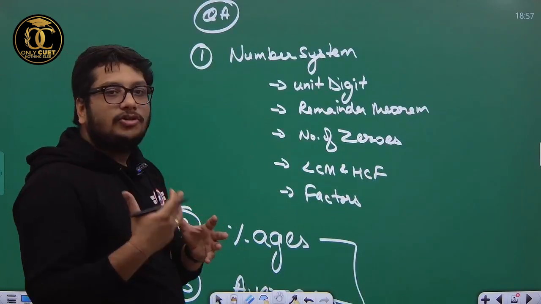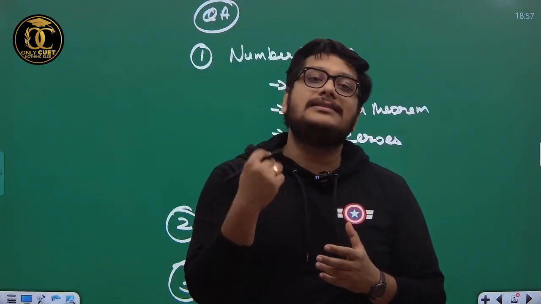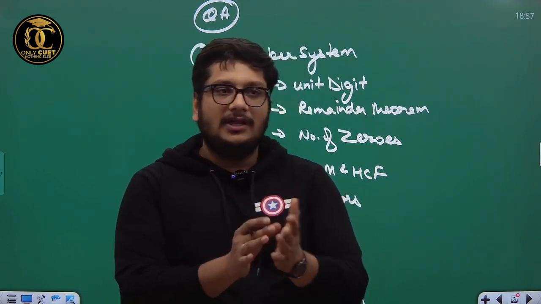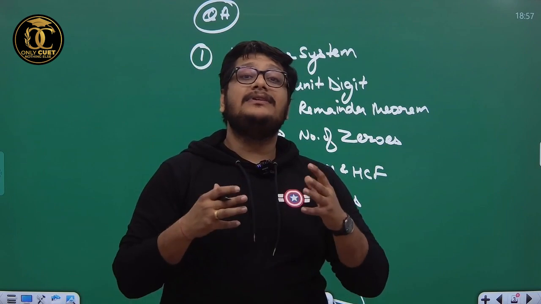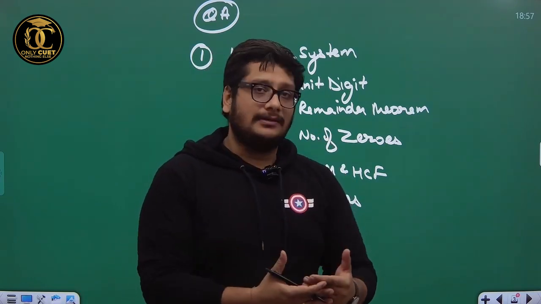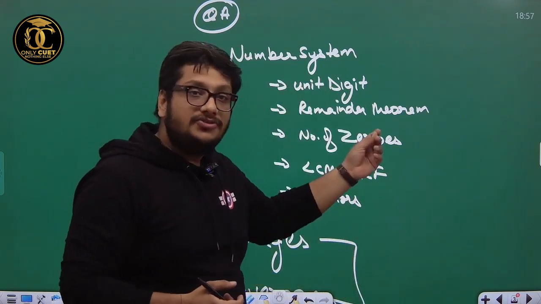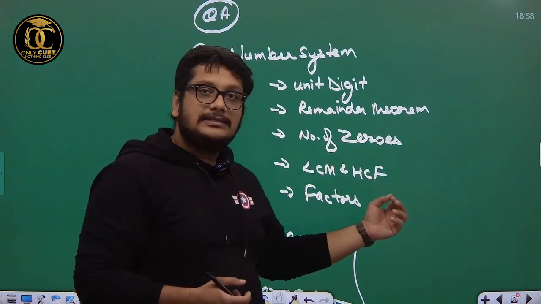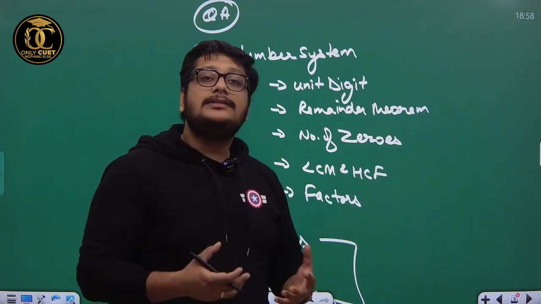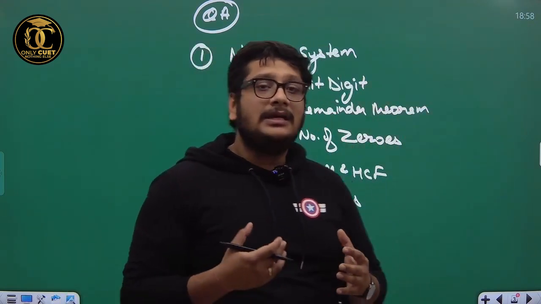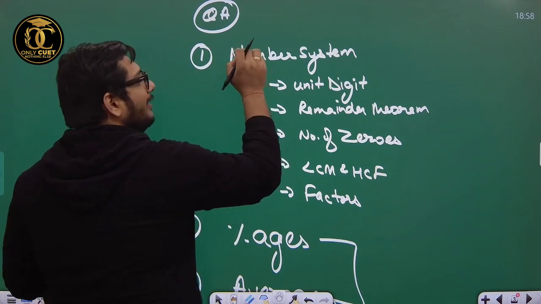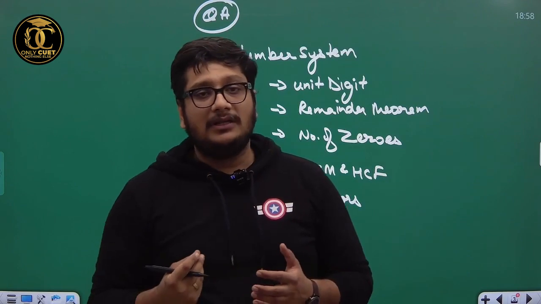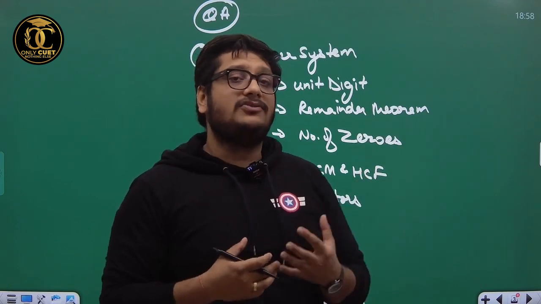The first parent topic that we have to study is number system. Roughly 3 to 4 questions are from this topic itself. This topic in itself is a big parent topic. It has many subtopics in it. Subtopics are the topic of unit digit, the topic of remainder theorem, the topic of number of zeros, the topic of LCM and HCF, the topic of factors. All this comes under the big topic of number system. And if I talk about the star rating, this is a 3-star topic, giving you 3 to 4 questions roughly every year, every shift. So this makes one of the most important topics that we have to study.